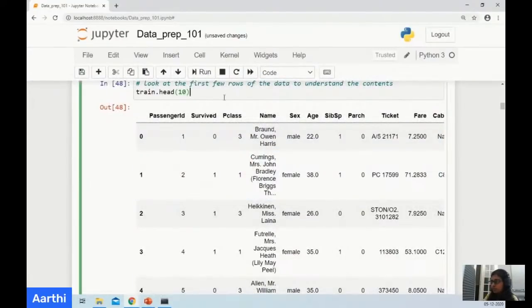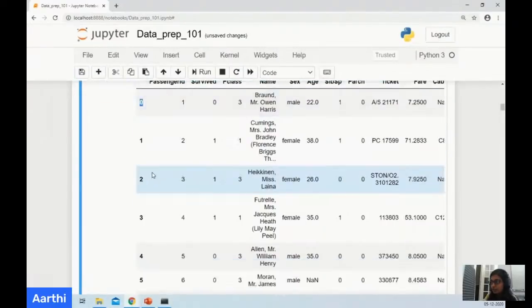Another thing that you need to keep in mind is the index in pandas will always start with a 0. It doesn't start with 1. So that's why here, when you ask for 10, you get 0 to 9.